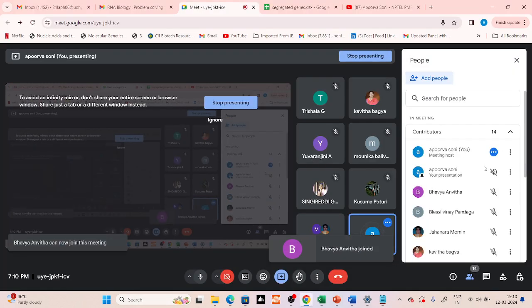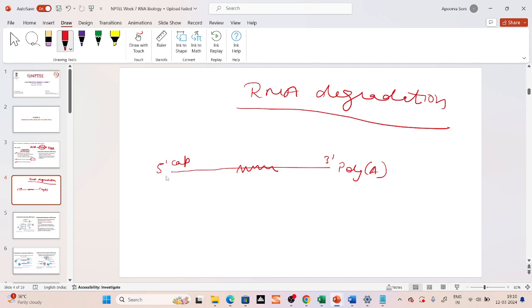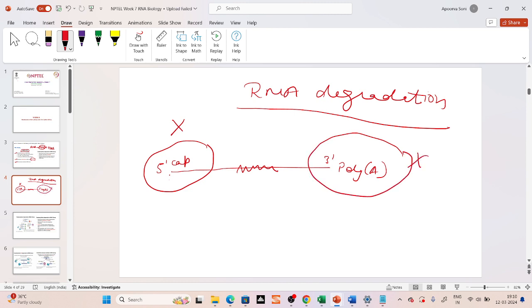Yes. Okay, now if I have to cut it from the 5 prime end, I have to first remove the 5 prime cap. If I want to cut it from the 3 prime end, again I have to first remove the 3 prime cap. Only then your RNA can be marked for decay or marked for degradation.